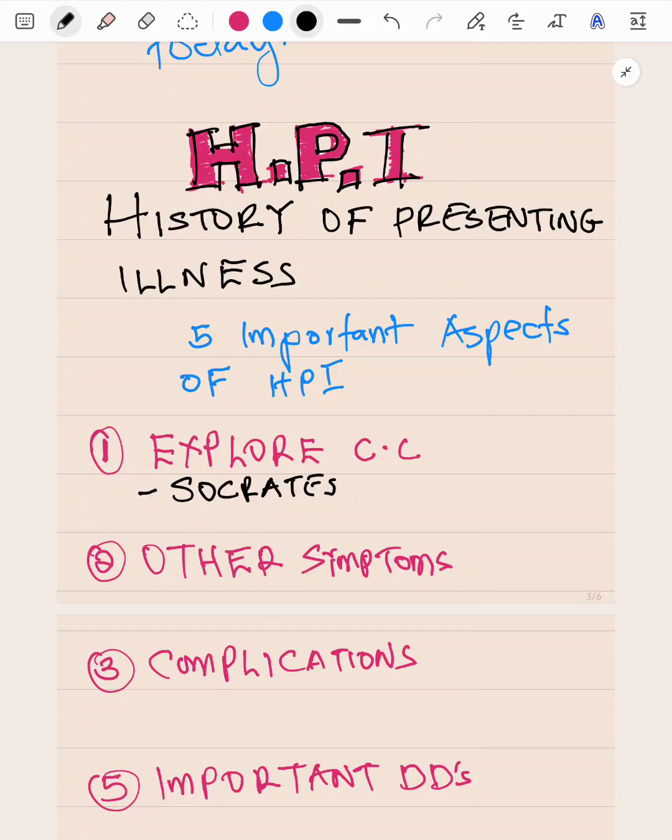Okay, so let us go straight to the HPI. The five most important aspects of the HPI are exploring the chief complaint, asking about other symptoms that are related to the HPI, asking about complications of the condition, and important differential diagnosis. Now, let's talk about exploring the chief complaint. So we use Socrates and Odipara.